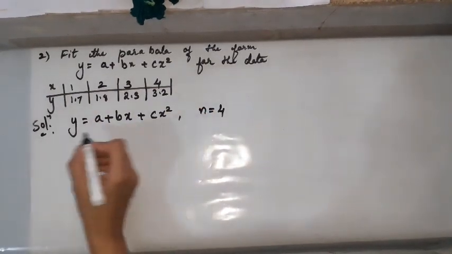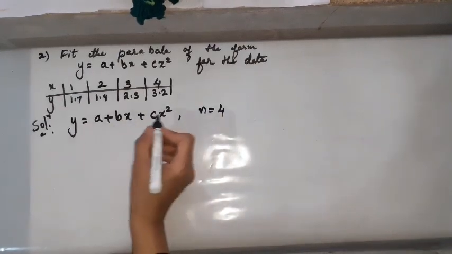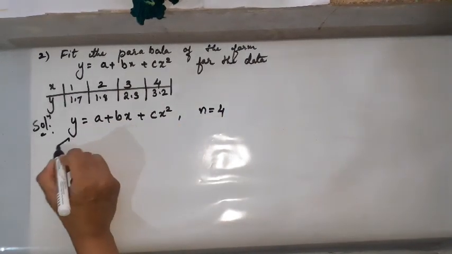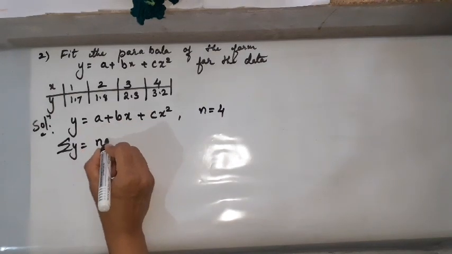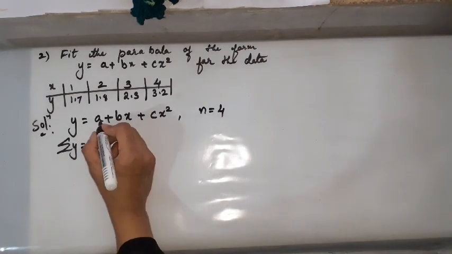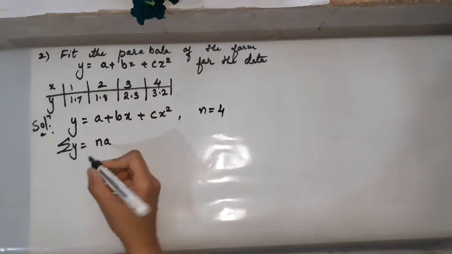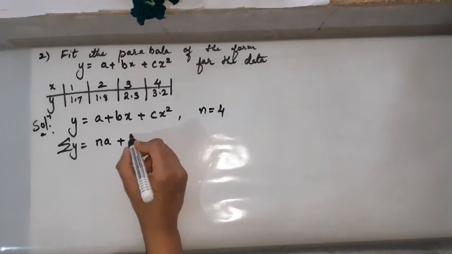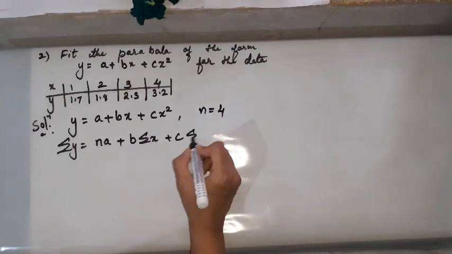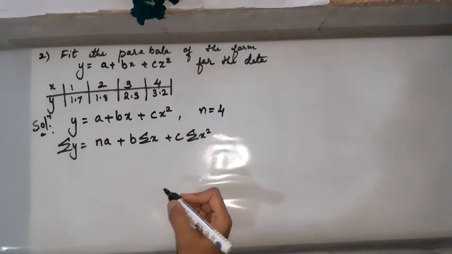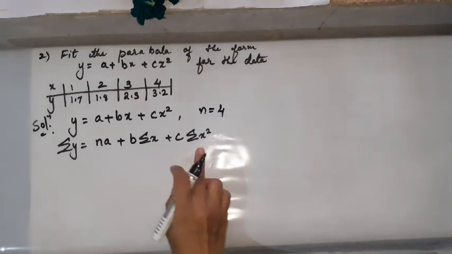How will you write the normal equations? Take the summation on both sides. So it will be summation y is equal to n a, because there is no x associated with this a, plus b summation x plus c summation x square. So this is your first normal equation.